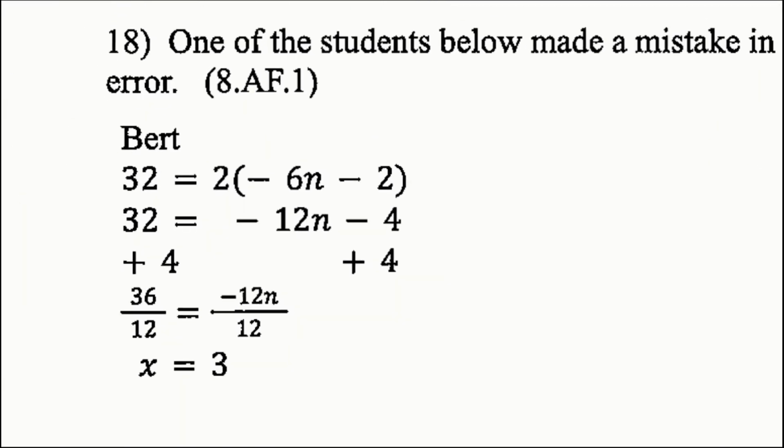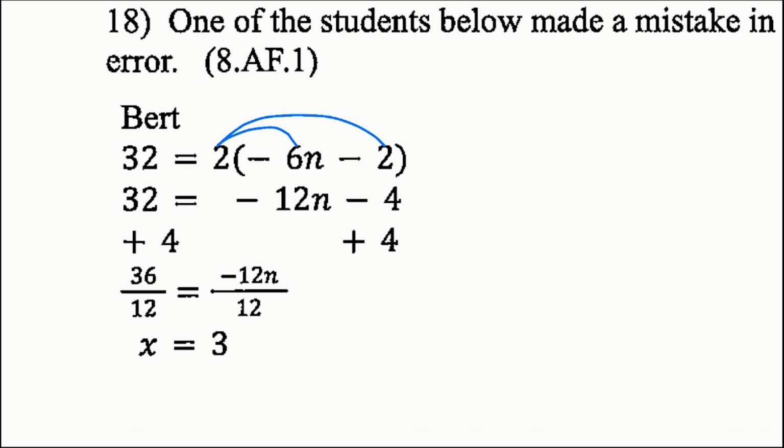Let's see. 32 equals 2 times the quantity of -6n minus 2. So 2 times -6, that does get me a -12. That is correct. 2 times -2 does get me a -4. That is correct. Okay. We do add the 4 here. That's fine. 32 plus 4, that gets me 36. That is correct. We've got 36 equals -12n. Got it. There's the mistake.